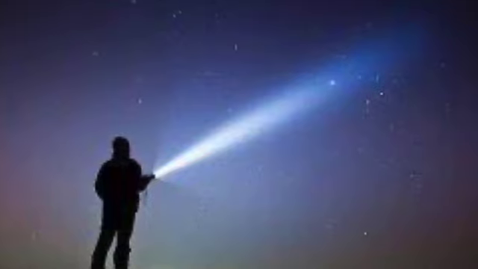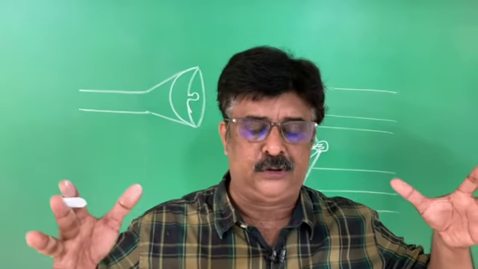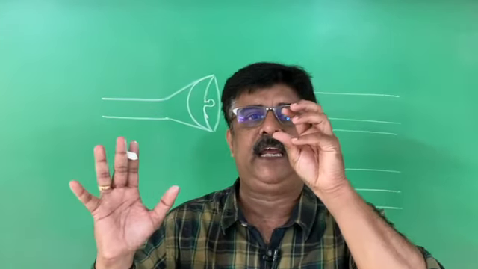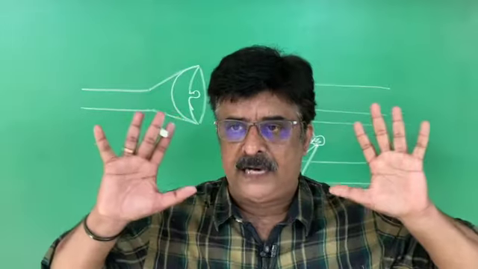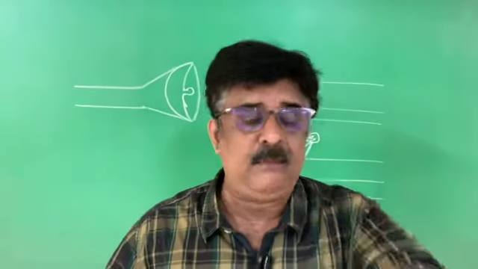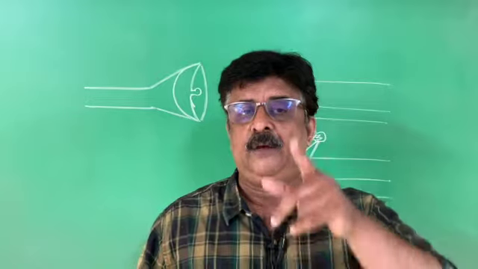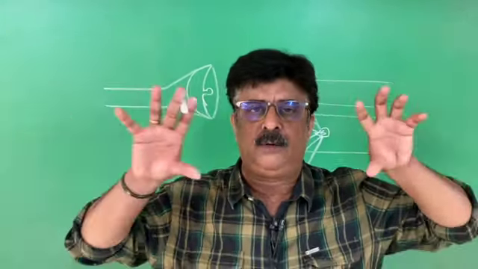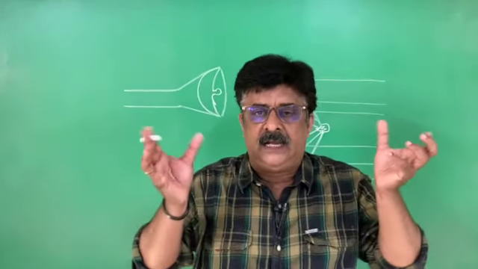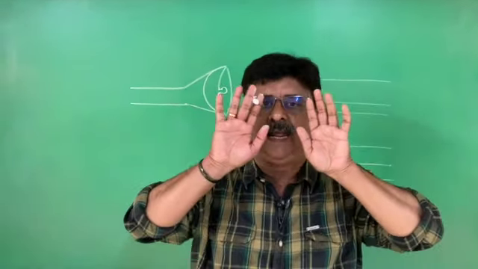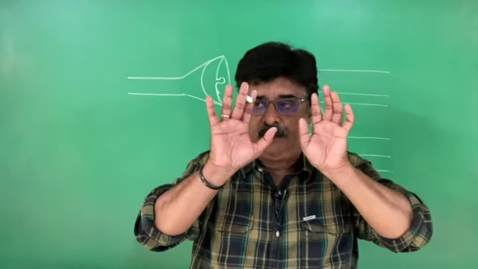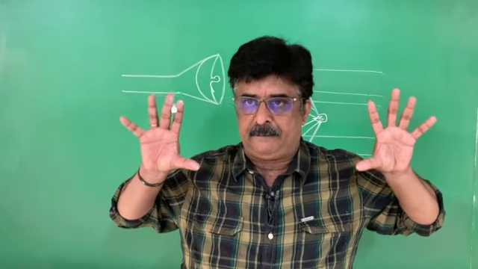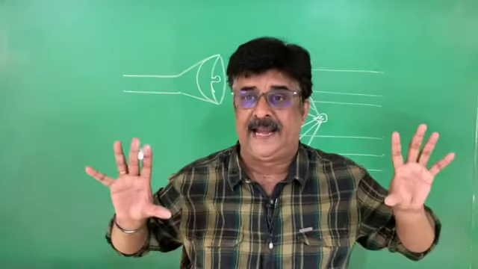The same concept is used in searchlights. In searchlights also we use a concave mirror. At the principal focus of the concave mirror we keep the bulb, and by that we get a parallel beam of light. The same concept, not only in torch and searchlight, we can use in the headlights of vehicles. You have seen all the new branded cars. In the headlights you can see a concave mirror there. At the principal focus of the concave mirror, the bulb is placed. By that, we get a parallel beam of light emerging from the headlight of the vehicle.